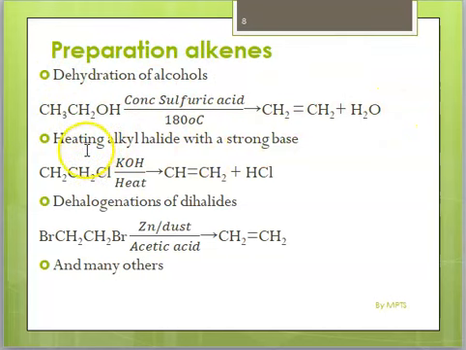We have heating an alkyl halide with a strong base. You can use sodium or potassium hydroxide and heat, you get ethene. Or the dehalogenation of the halide with zinc dust and acetic acid, you also get ethene. And of course, if you have a different precursor here, you get different product, and very many other reactions which you have in your notes.